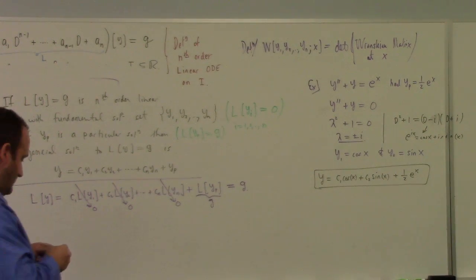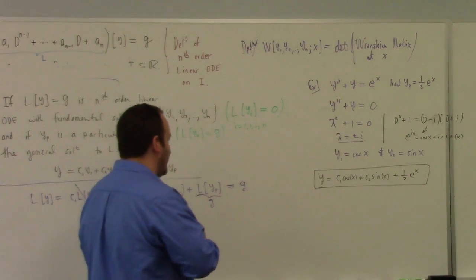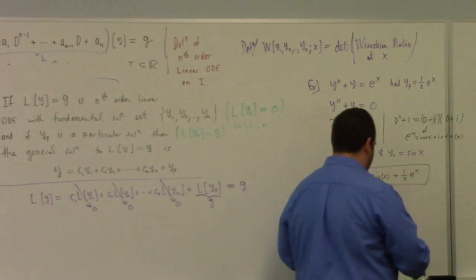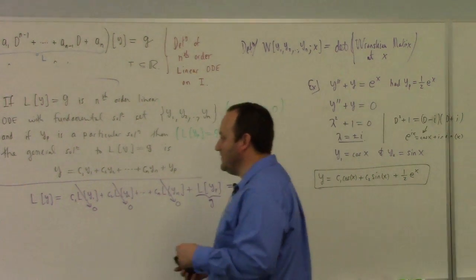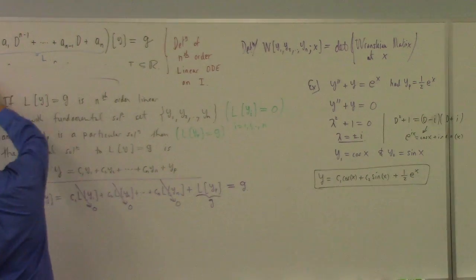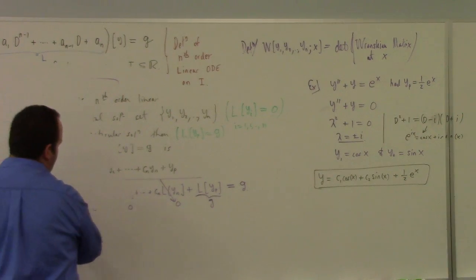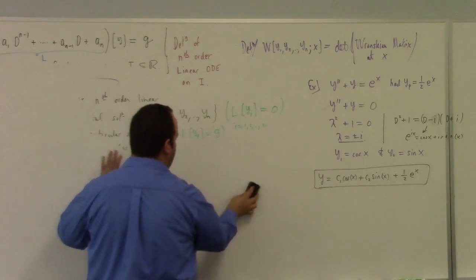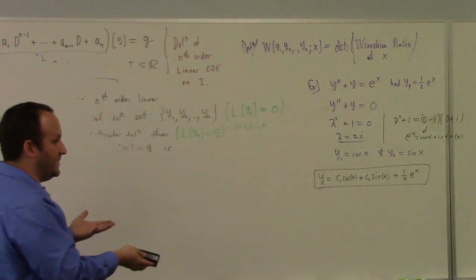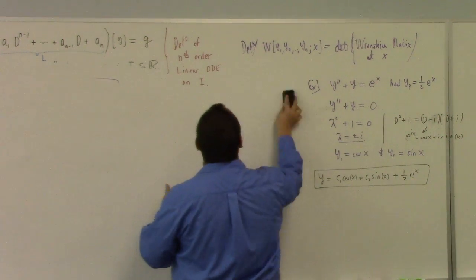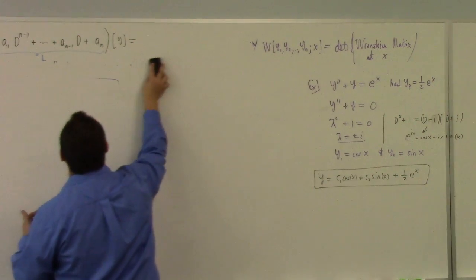How will we be able to find a particular solution when it's not obvious? Fantastic question. Indeed, that is exactly the question, right? Everything here we know how to do except for how to find the particular solution. There are two methods. One is general, one is limited.